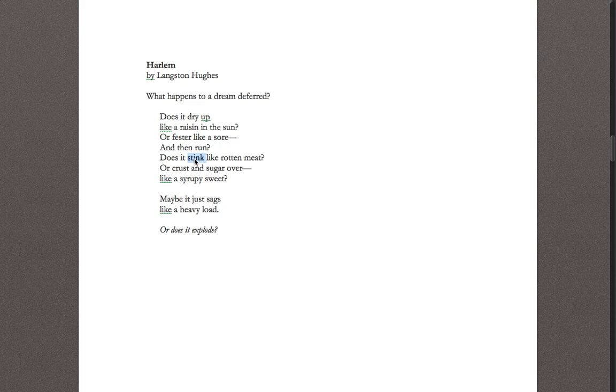Stink, we have as the verb there. These ones might be a little deceptive. Crust and sugar over might seem positive, but if you've ever left something sugary out, maybe a pie on the counter, and then as you leave it out longer and longer, the sugar turns into this kind of crusty, not mold because it doesn't mold, but this clumpy, crusty texture that is not edible and does not look pleasant. So that is still a negative thing here. And we have sag, and then we have explode. So a lot of verbs doing the work here.